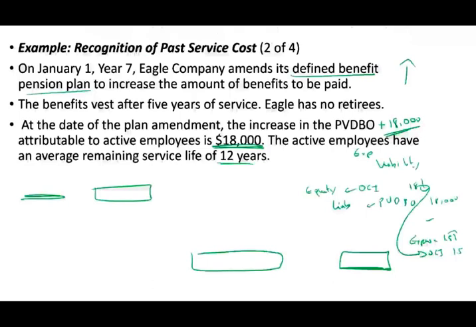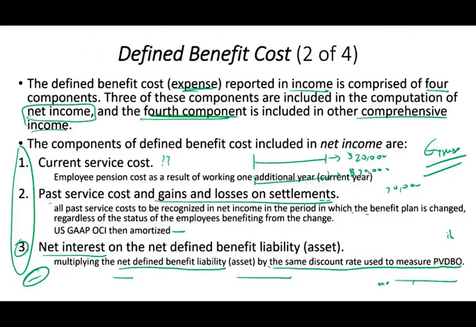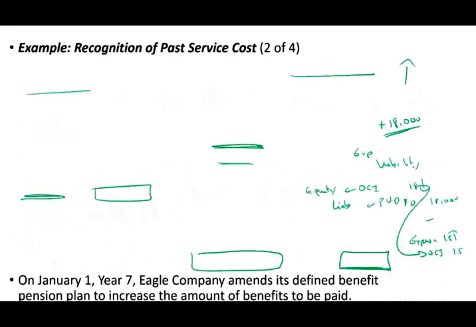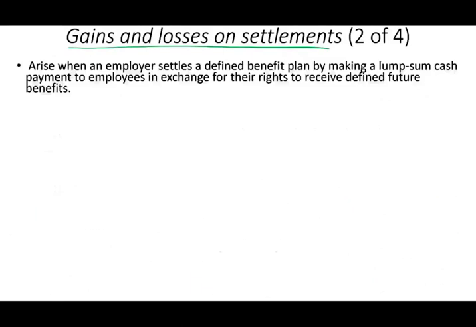Remember we said I'm going to skip over gains and losses on settlement. Let me go back and show you what I skipped here. I said I'm going to look at past service cost and skip gains and losses on settlement. Now I'm going to talk about gains and losses on settlement. What is that? It arises when an employer settles a defined benefit plan by making a lump sum cash payment to employees in exchange for the right to receive defined future benefit.